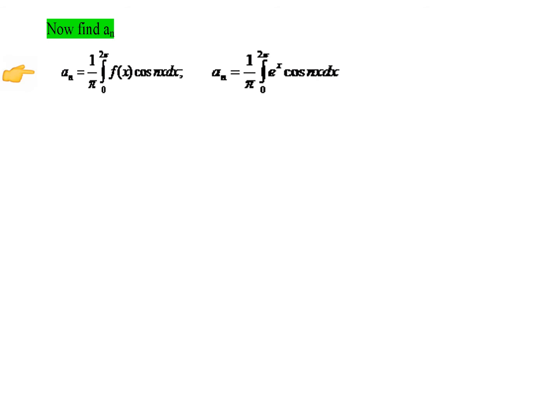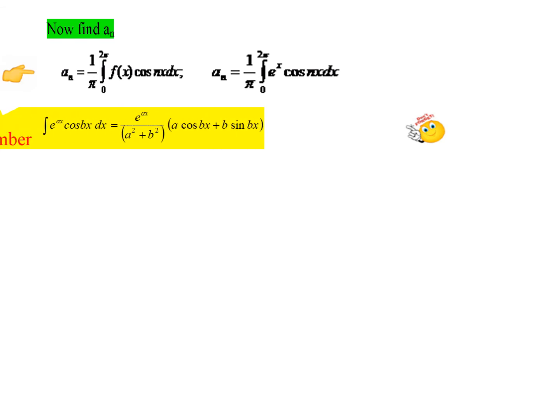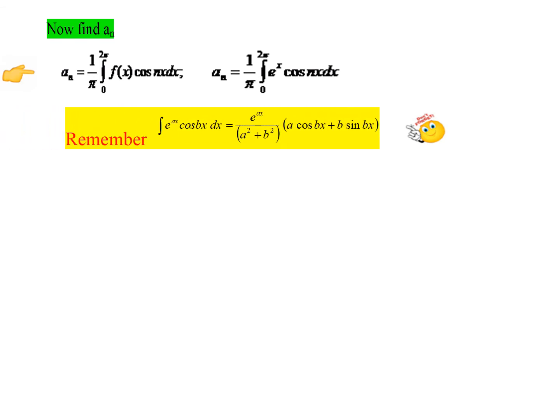So what is f of x? e power x into cos nx dx. Now look at this term, e power x into cos nx. Which formula do we have to use for this integration? Remember, this integral e power ax cos bx dx is given by this formula: e power ax by a squared plus b squared into a cos bx plus b sin bx. Is it not of the same pattern? In the place of a we have 1 and in the place of b we have n here. So use this formula for this integration.